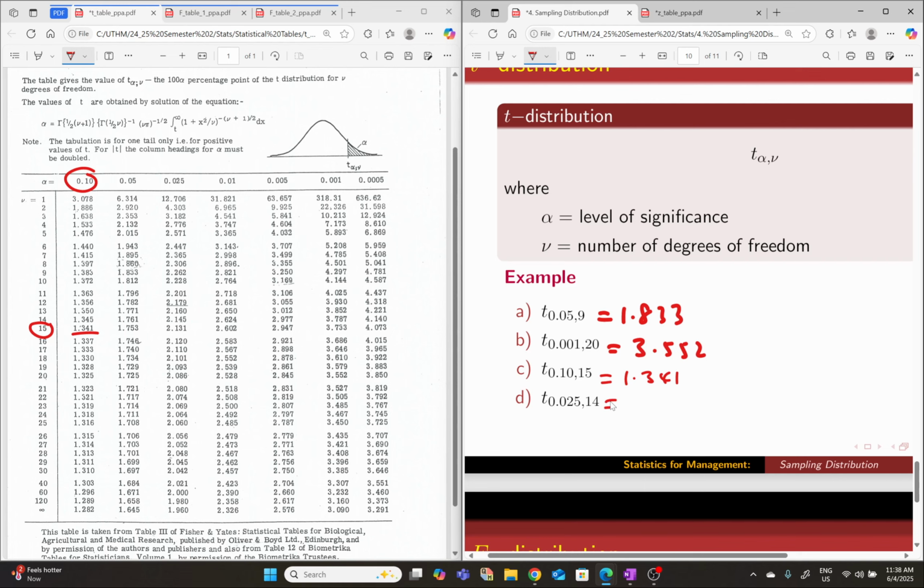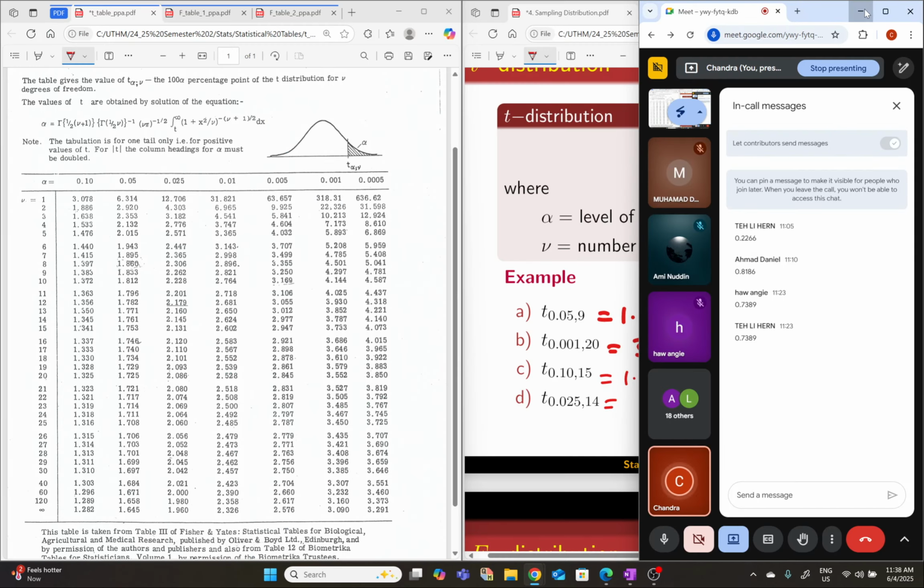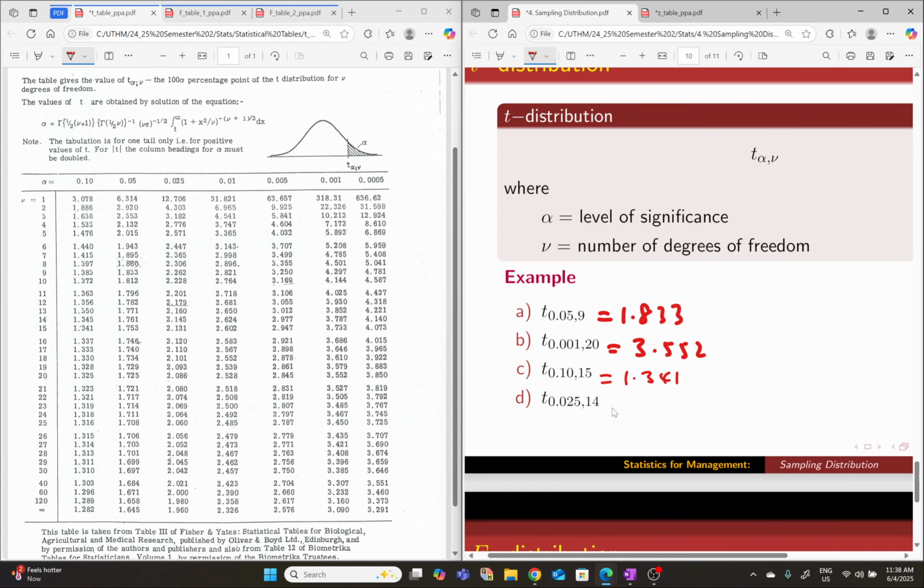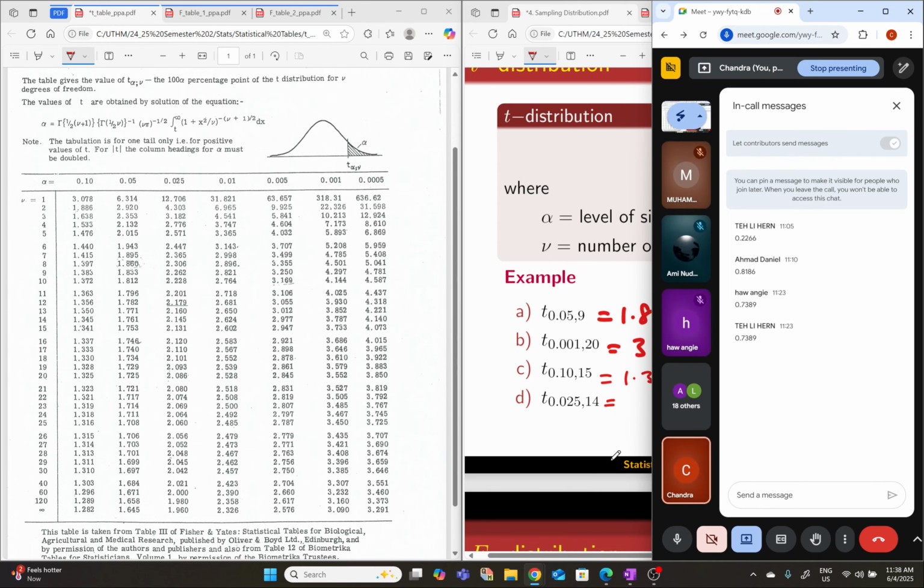Okay, can you guess the last one? Try the last one. What do you guys get? For the last one, you get it. Just write the number in the chat box. Write what answer you get. Try to do one and write the answer there. Anybody?